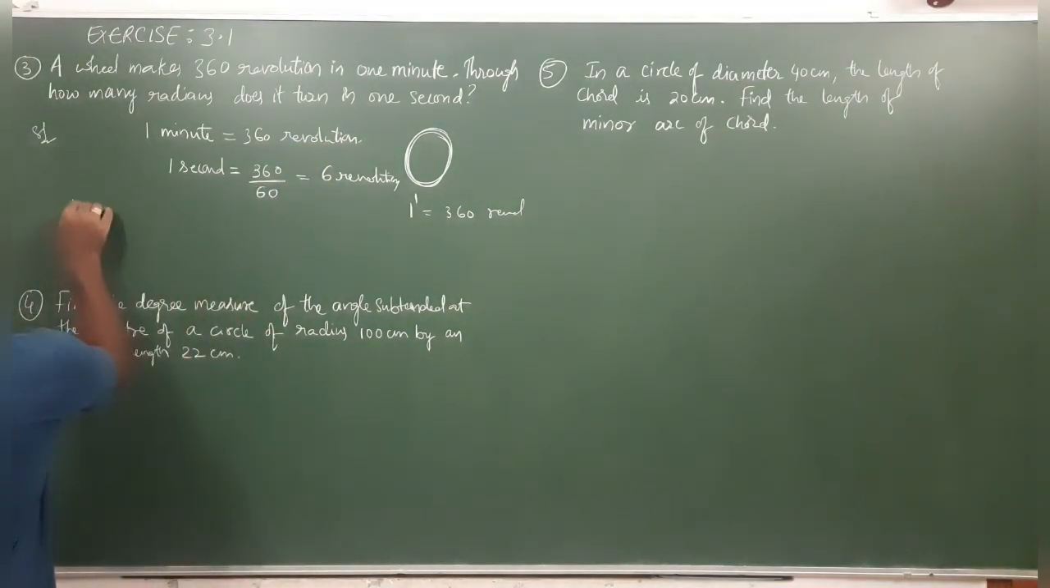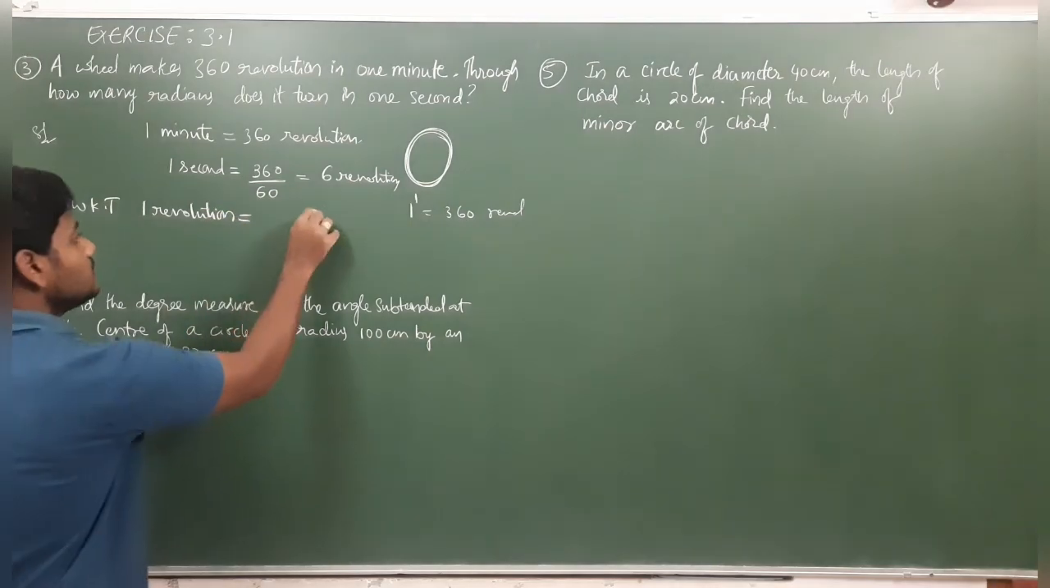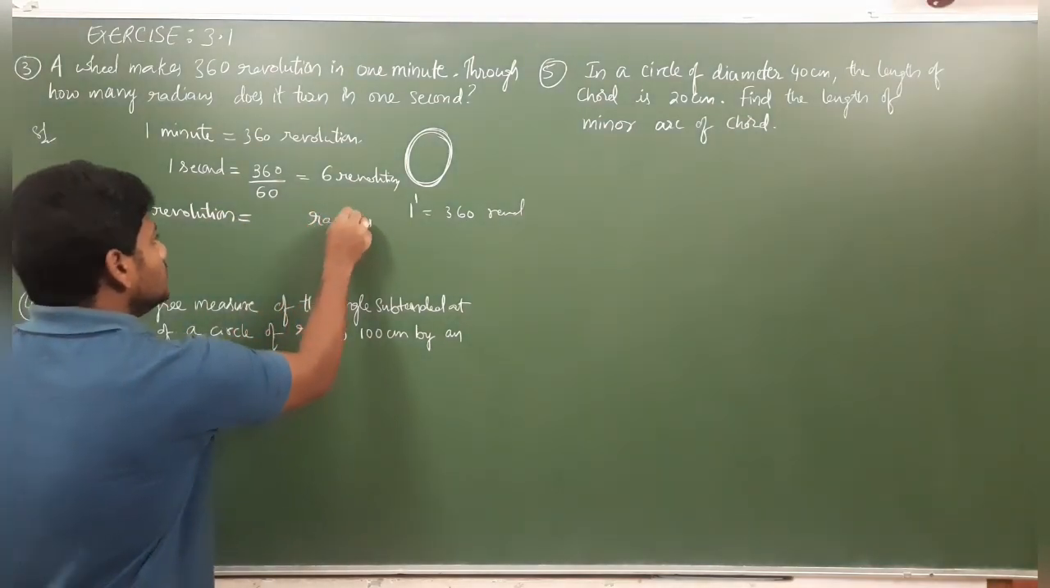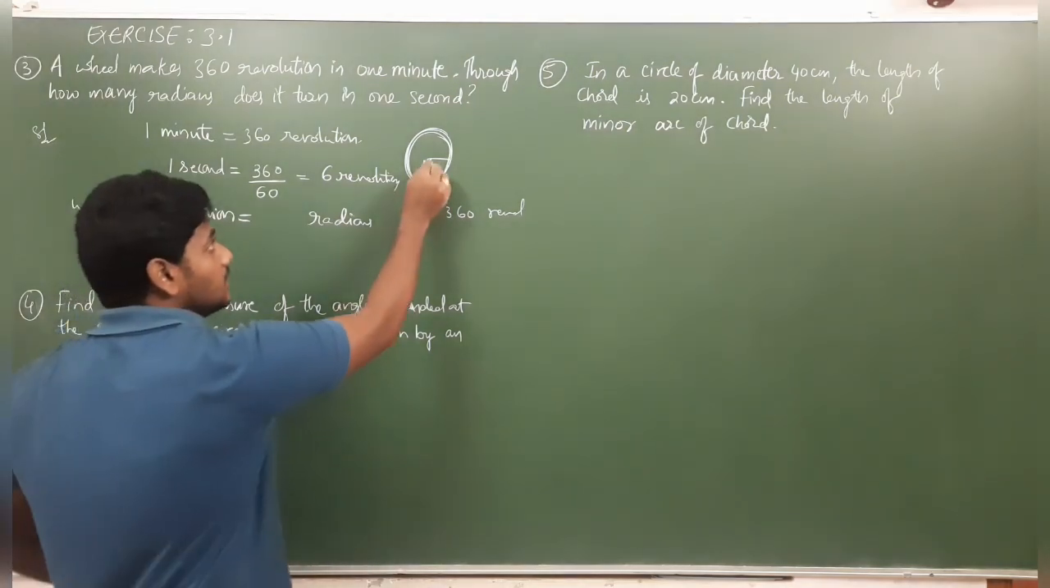Now we know that 1 revolution is equal to how many radians? Tell me. 1 revolution is equal to how many radians? A radian is also an angle.